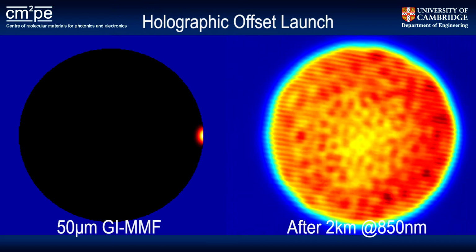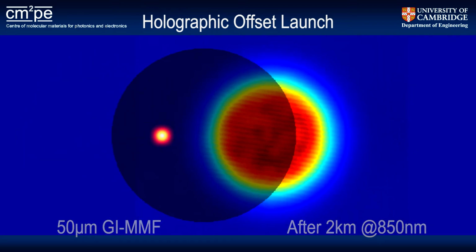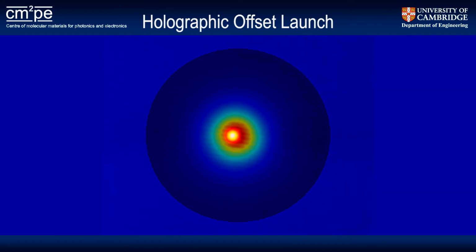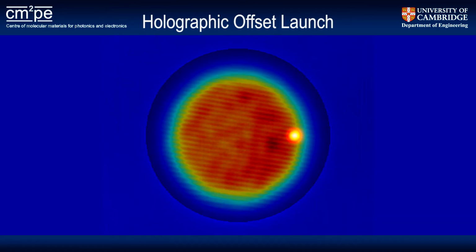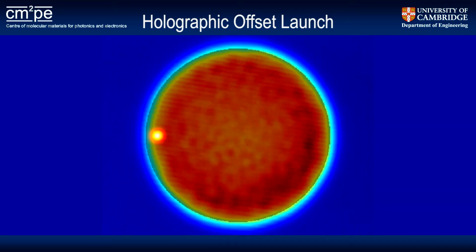And you can see that even though the light's travelled quite some distance, it's still dominated by the launch conditions. That is, central launch gives rise to lower order modes, very compact. Large offsets near the core cladding interface give rise to higher order modes, which take up the entire cross-section of the fiber.